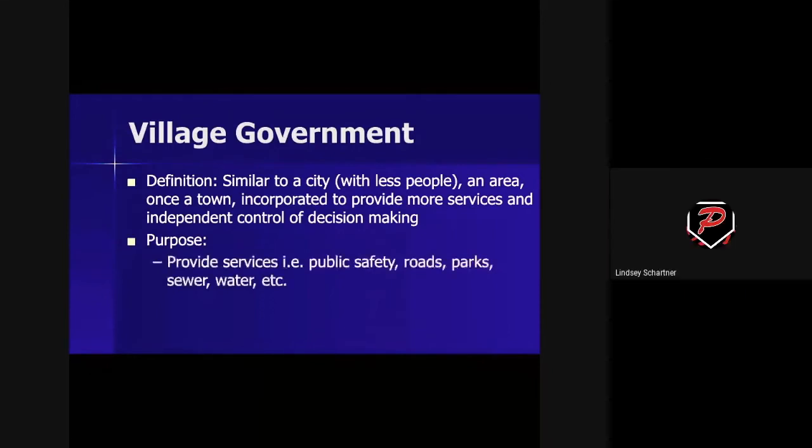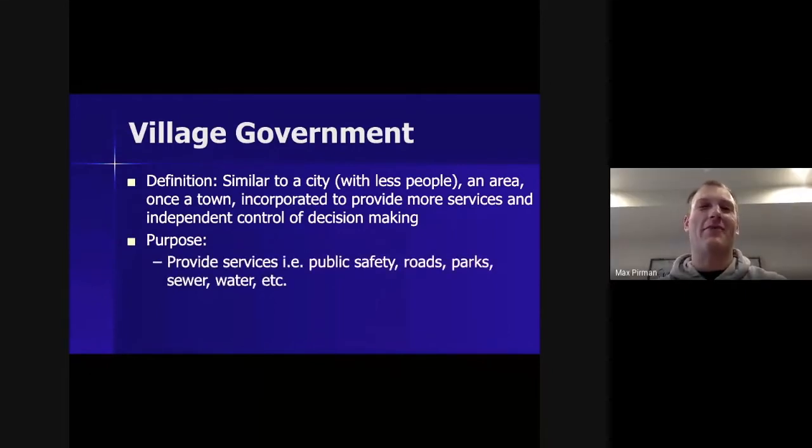The purpose is very similar, pretty similar to what you did with the city. So I don't know if you want to draw an arrow over there, some of the same things. Just realize that in terms of the amount of services, it would be city, village, and then finally a town. If you live in Hobart, Howard, Suamico, or Pulaski, most of you are going to have public safety, roads, parks, and probably sewer and water provided to your house.